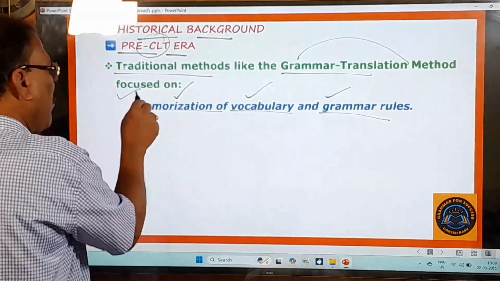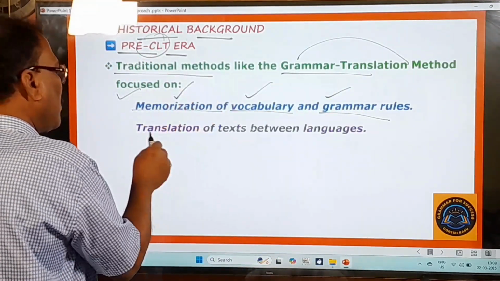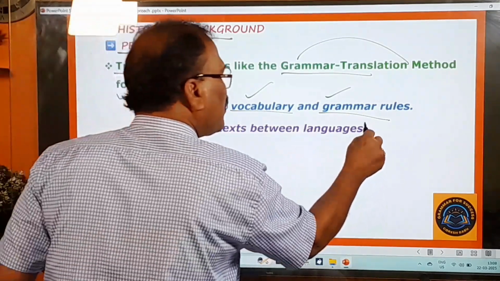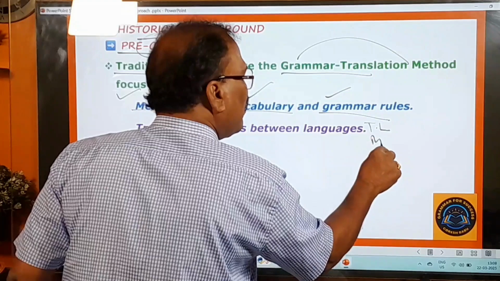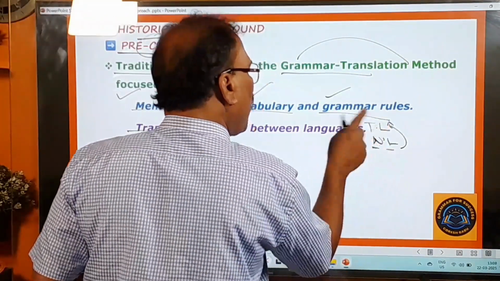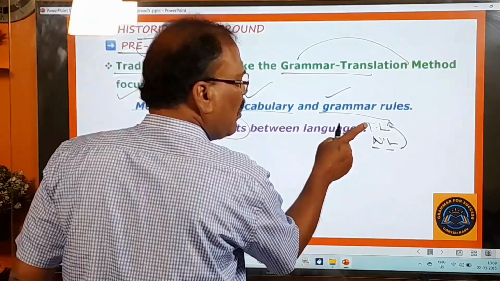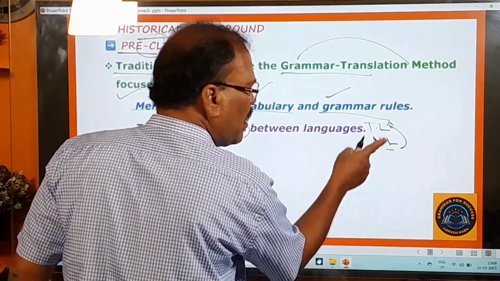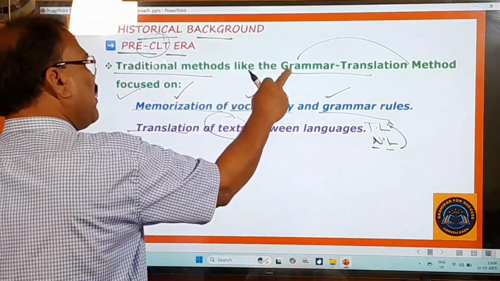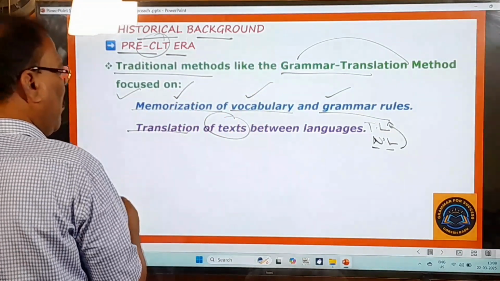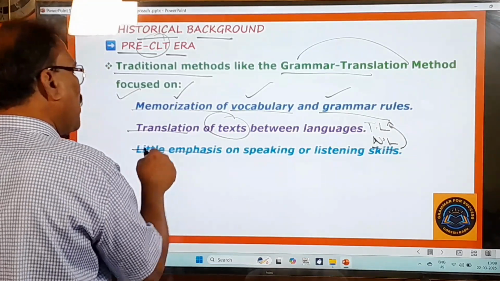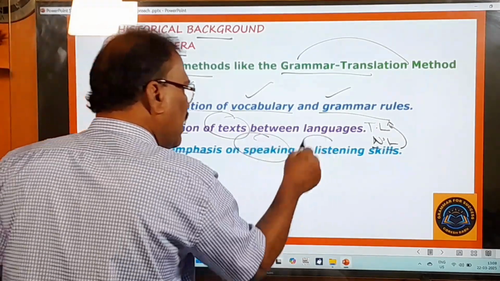Next, it also asked the students to translate texts between languages, that is, from the target language to the mother tongue, meaning the native language, and from the native language back to the target language. That is all this method taught the students. And what else? It gave little emphasis, meaning no emphasis at all, to speaking and listening skills.